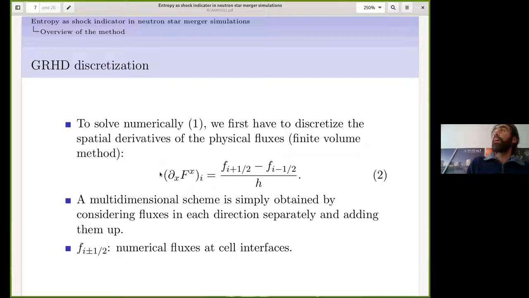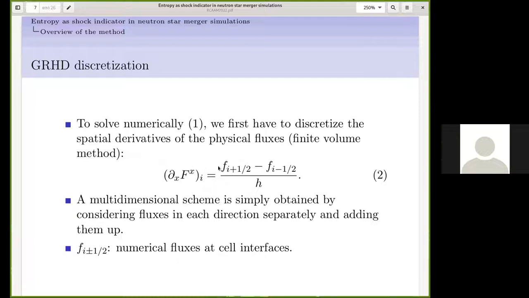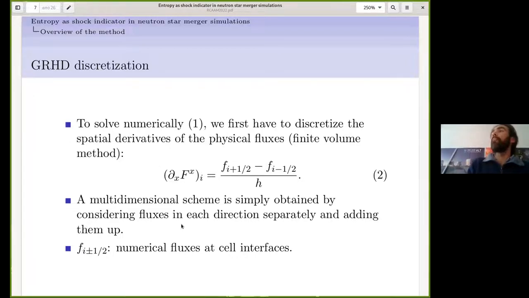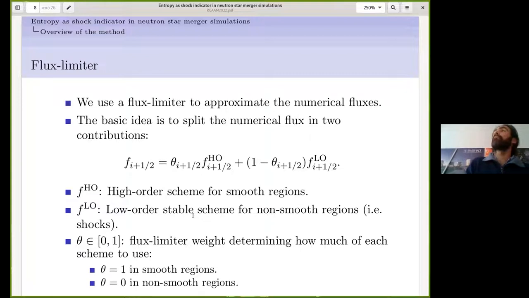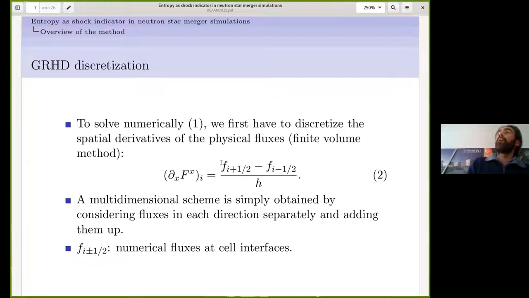The way it's done in the finite volume method is that this derivative of the physical flux is approximated in this way. These are the so-called numerical fluxes. You see that we have i and i plus 1/2 indices, because in finite volume we're discretizing with cells. The value of the quantity at i is in the center of the cell, while i plus or minus 1/2 is the value on the boundaries of the cell, on the cell interfaces. It won't play a role in the presentation, but it's good to know what's happening.